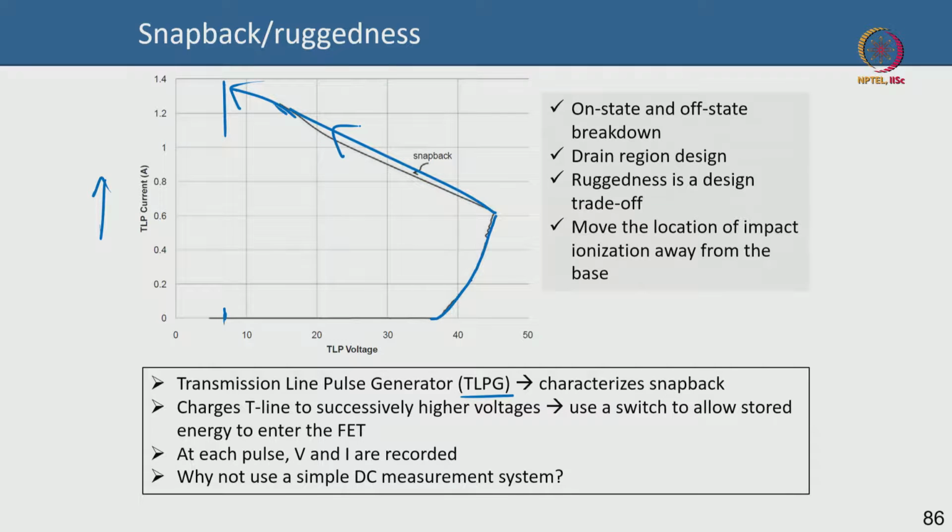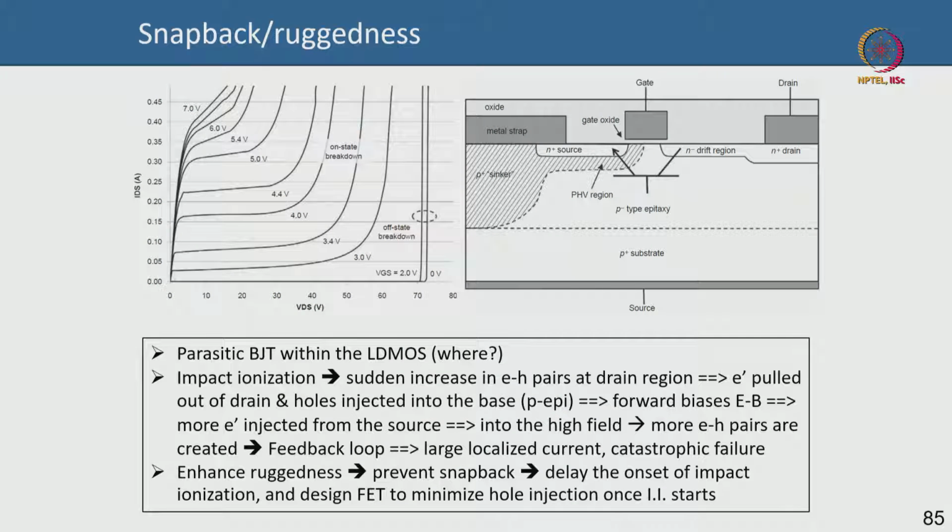Now that is a consequence of having a parasitic BJT in the device. Where is the parasitic BJT? Because the source is N-type, the drift region is N-type, whereas the body is P. So there's an NPN BJT here. This is the base-emitter. The source side of the FET and the substrate is like the base-emitter junction.